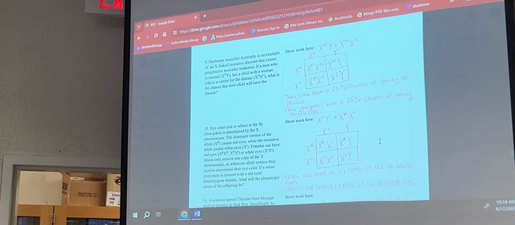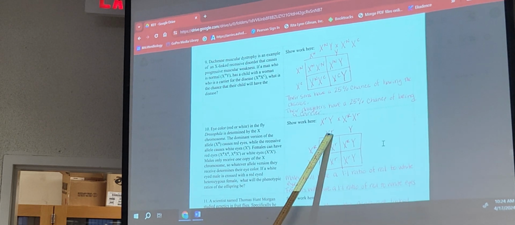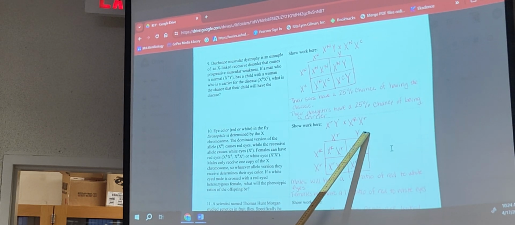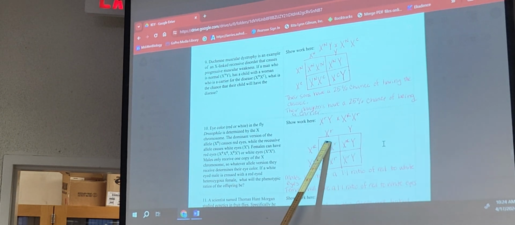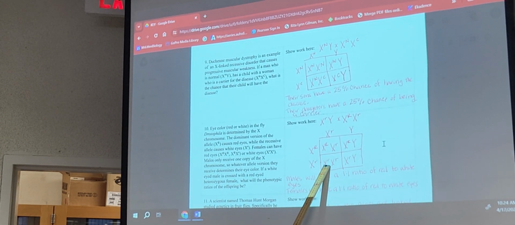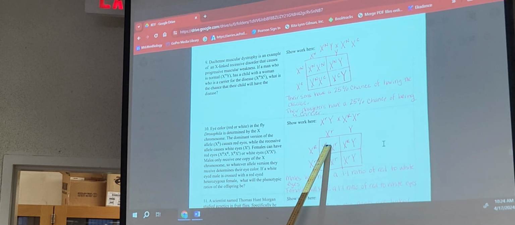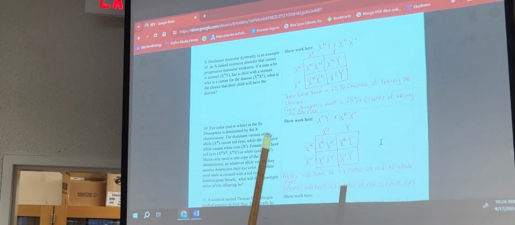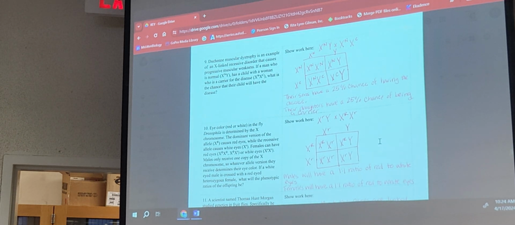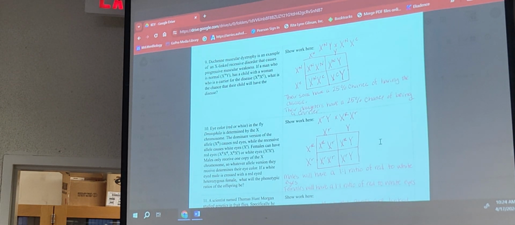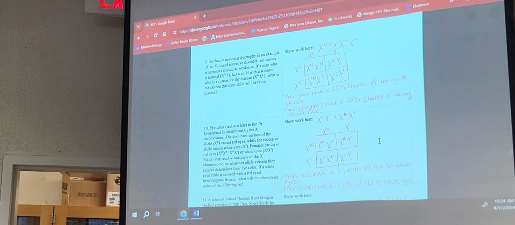If a white-eyed male is crossed with a red-eyed heterozygous female, what would the phenotypes be? Well, if he's white-eyed, he has to be recessive, right? And if she's heterozygous, she has one of each. So we have white and red offspring, a 1-to-1 ratio, white to red. It doesn't matter whether male or female, it's still the 1-to-1 ratio.